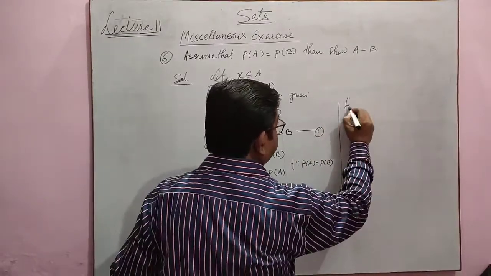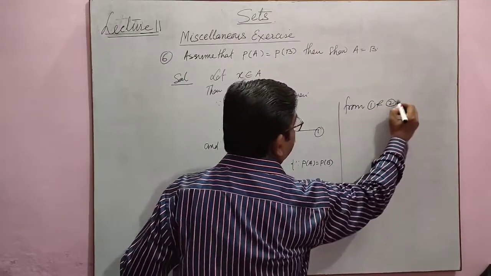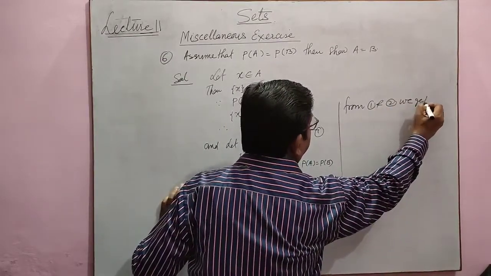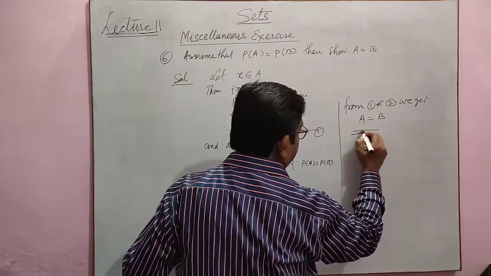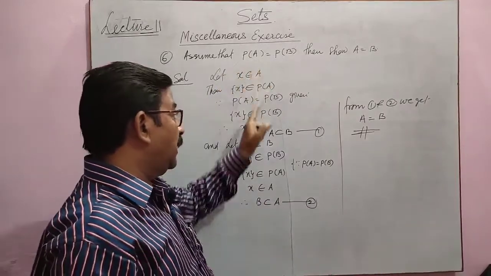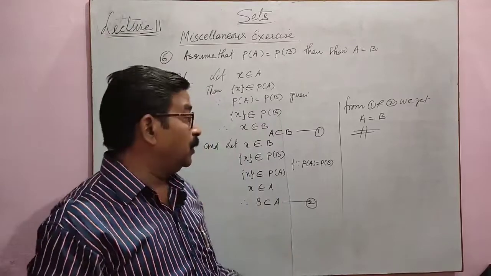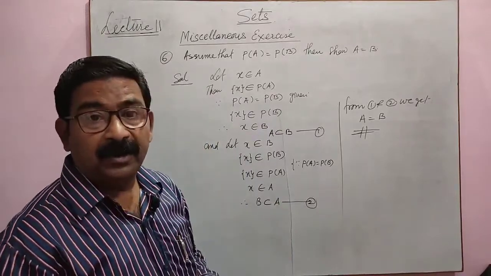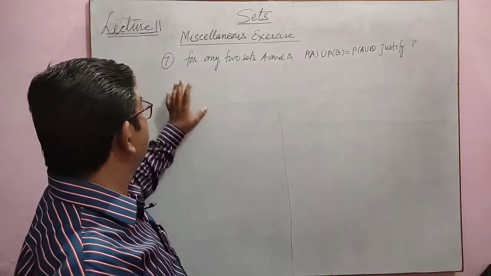According to the definition, two sets are said to be equal if they are subsets of each other. In equation 1, A is a subset of B. In equation 2, B is a subset of A. So from 1 and 2 we get A is equal to B. This is the proper solution. A is a subset of B and B is a subset of A, so A is equal to B. Got it?